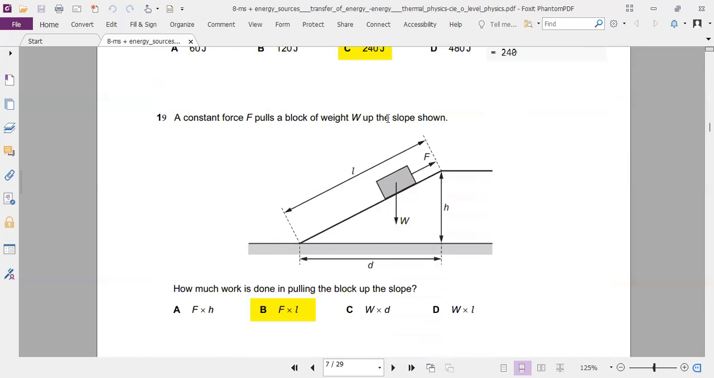A constant force F pulls the block W up. So again, there is no talk about gravity. So the work done will be force times length, distance.